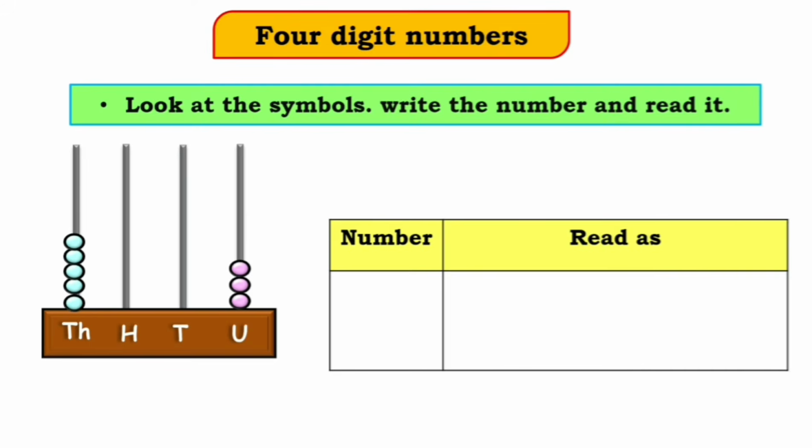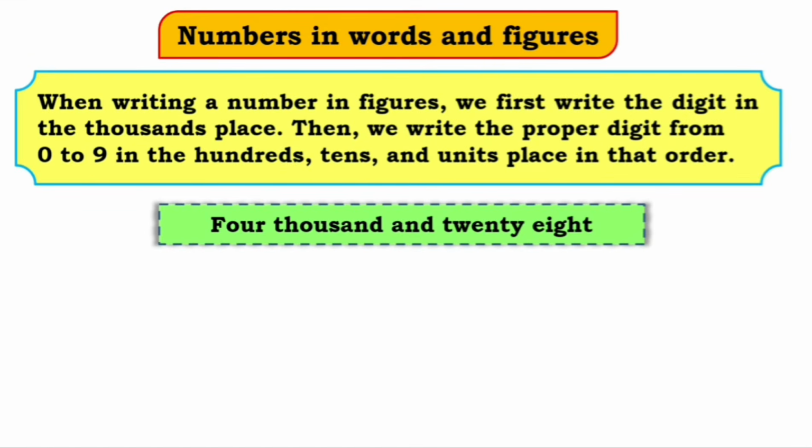Now here we have 5 beads in thousands place, 0 bead in hundreds place, 0 bead in tens place and 3 beads in units place. So we will write 5 in thousands place, 0 in hundreds place. Then we will write 0 in tens place and 3 in units place as we have 3 units. So this number is written as 5003. That is 5003.